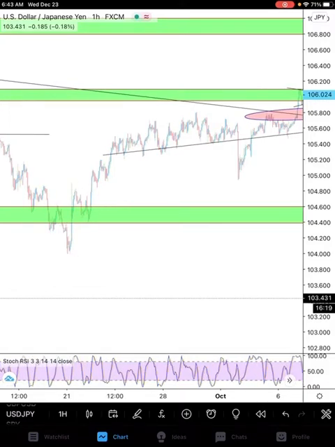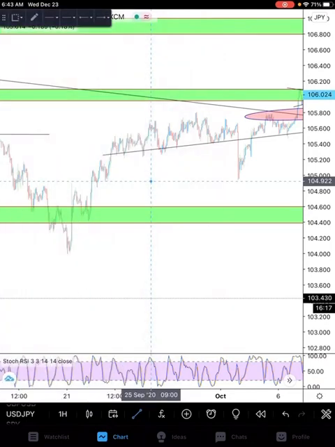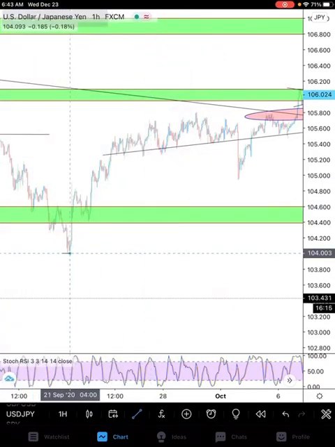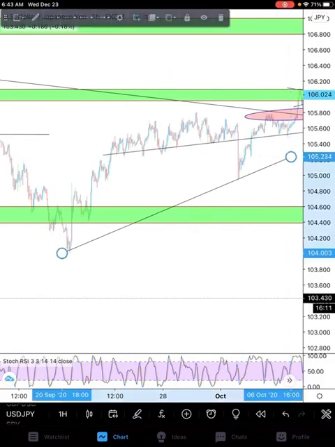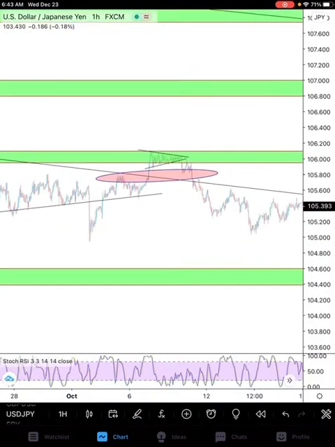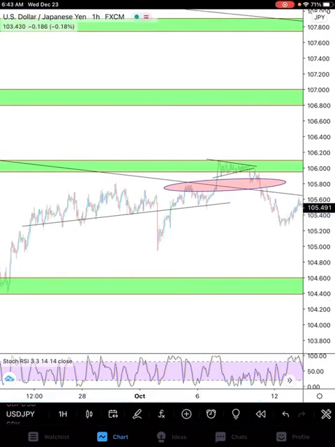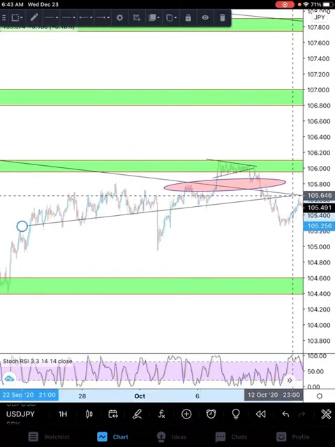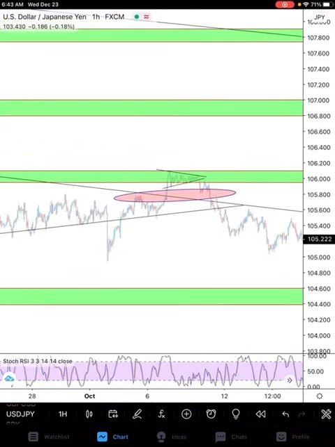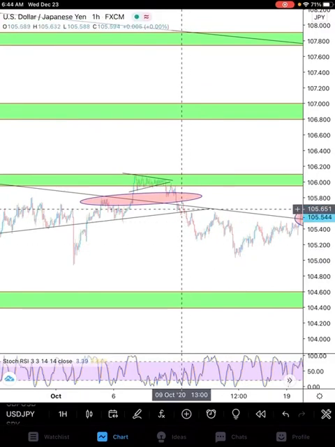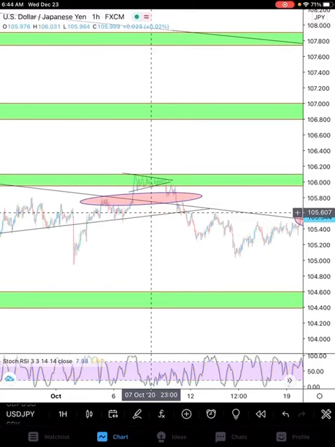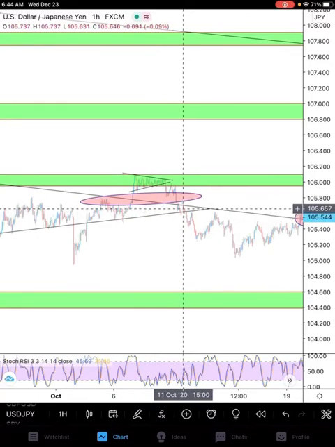What is this? I might be drawing too many lines, but I want you guys to see you can do this also. So we got a little slope here. Keeps going. Wow. Break right here.